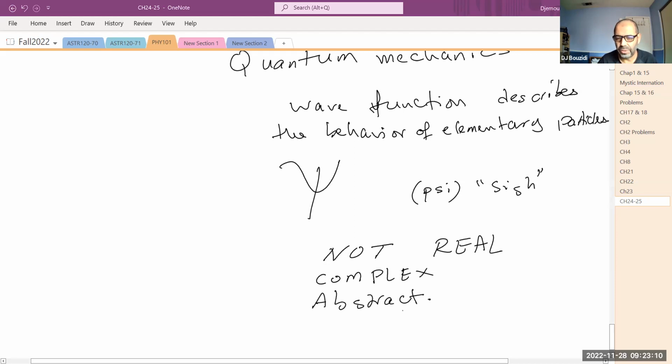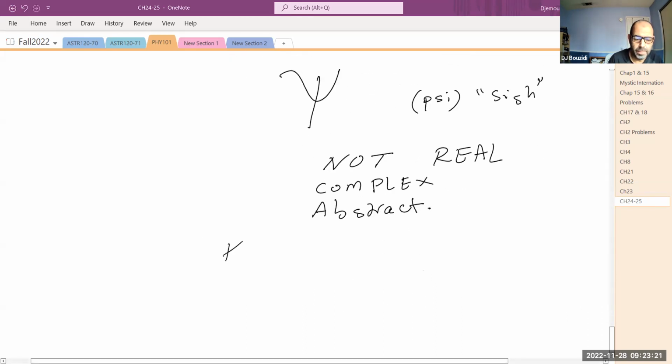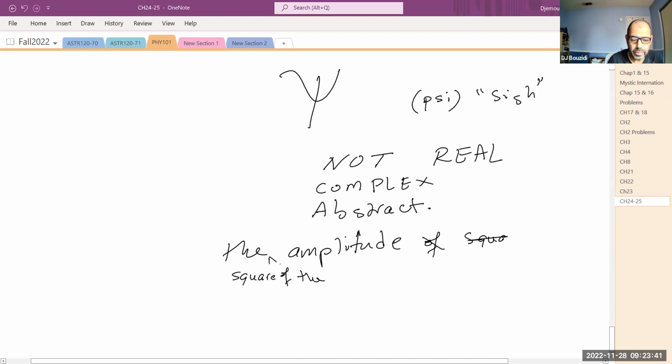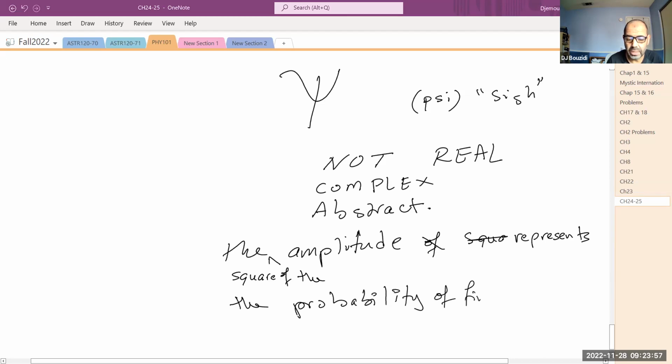So you're asking, what in the world can we do with that? Because we can't draw it, it's not real, so what are we going to do? We use its square. Its amplitude has meaning. The amplitude squared, or the square of the amplitude, is the one that has meaning, okay? It represents the probability, so it's really probabilistic, of finding the particle at the given location.